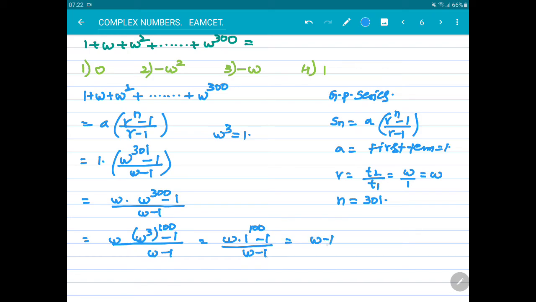and the result will be omega minus 1 by omega minus 1. So these two terms get cancelled. The final answer is 1. So clearly option 4 is the correct option.